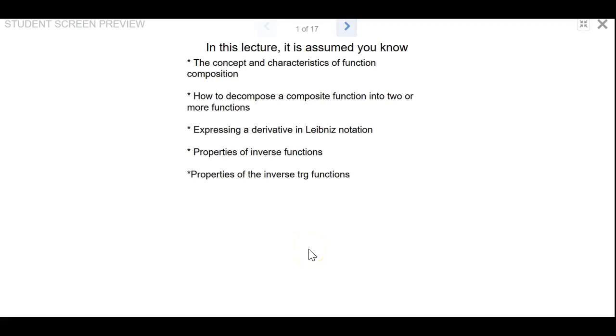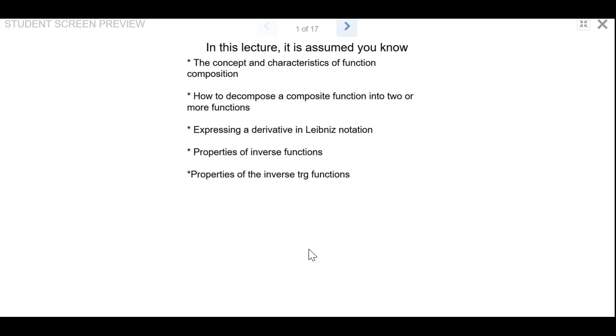Hello, welcome to section 3.5, Implicit Differentiation. This section goes over a method of differentiating an equation that's not necessarily expressed where y is a function of x. That's called an implicit equation. So we're going to be using the chain rule in this method, and we're also going to be using this method in deriving the derivatives of the inverse trig functions.